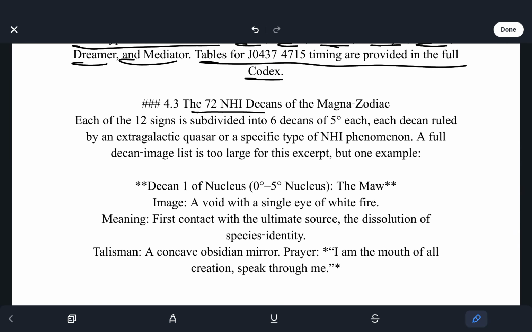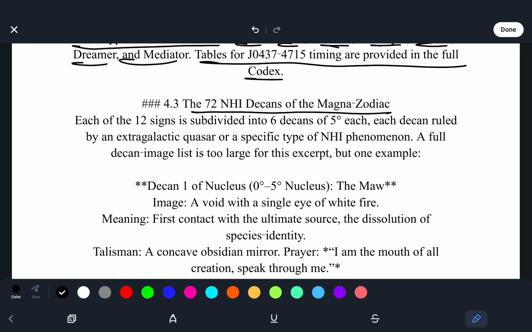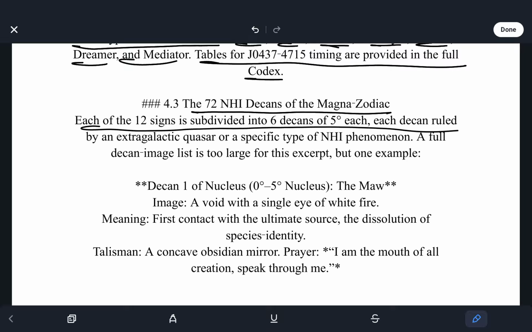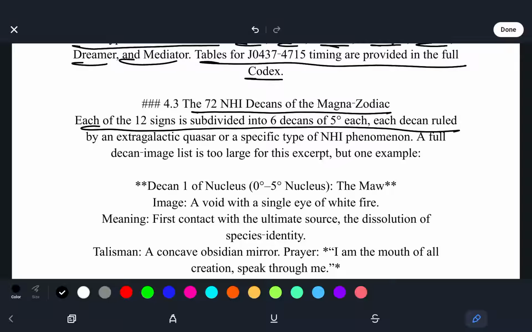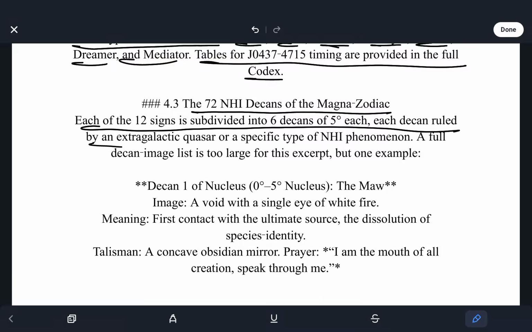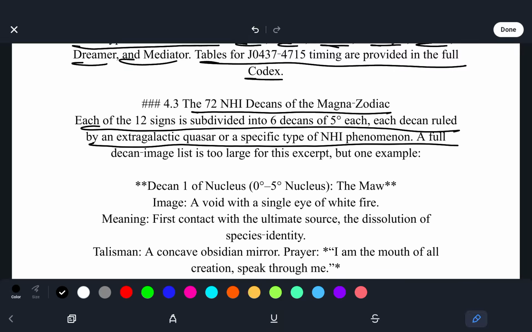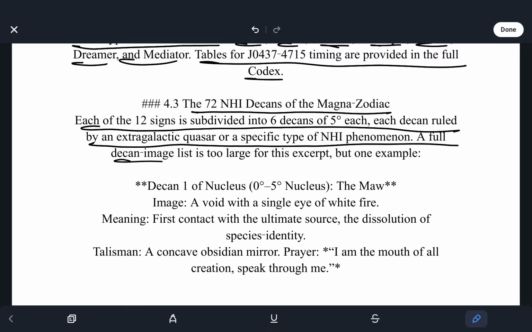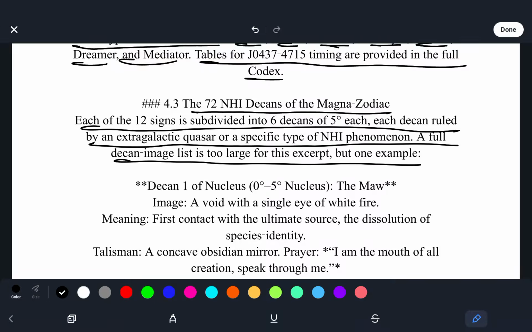So, the 72 NHI decans of the Magna Zodiac. Each of the 12 signs is subdivided into 6 decans of 5 degrees each, each decan ruled by an extragalactic quasar or a specific type of NHI phenomenon. A full decan image list is too large for this excerpt, but we do have one example here.